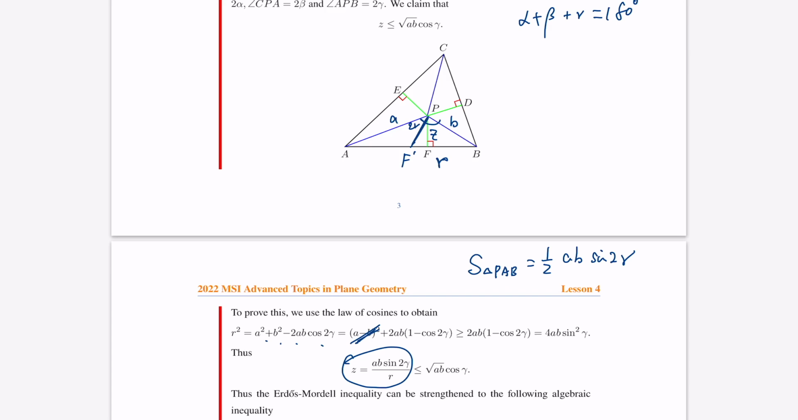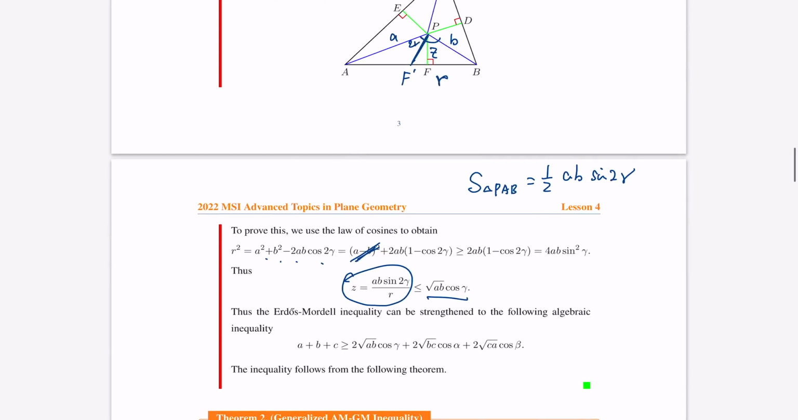Then r squared is bigger than that, so I substitute it, but r is in the denominator, so the inequality is less than or equal to. Putting this information in and using the double angle formula again, you get that z is less than or equal to the square root of ab times cosine gamma. As I said, this is by itself a nice upper bound estimate of the height of a triangle. The height of a triangle is always less than square root ab times cosine of half of that angle.